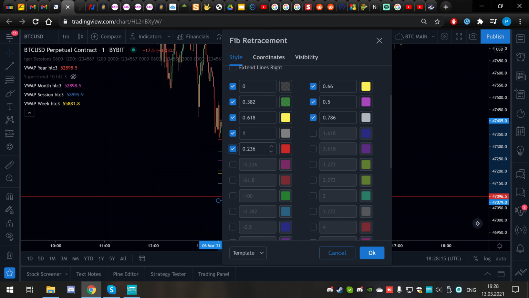0.236 I use the least. I only turn on this one when we have a strong uptrend, and Bitcoin is not doing deep corrections, it's doing very shallow corrections. That's where it usually stops, on this number.